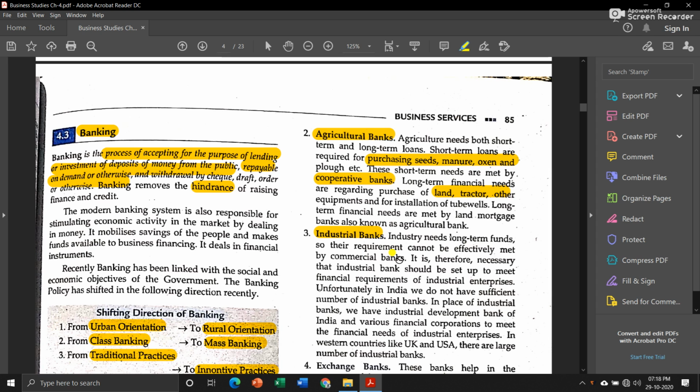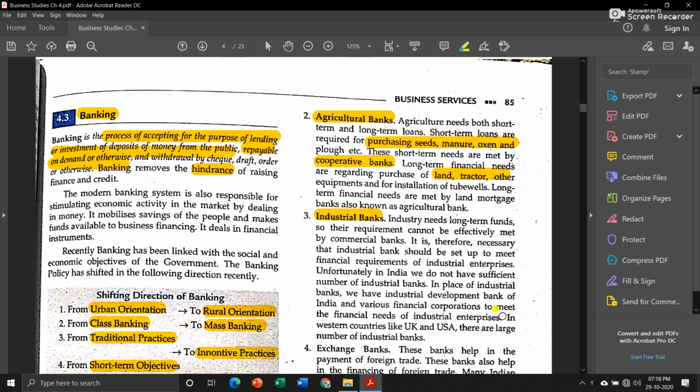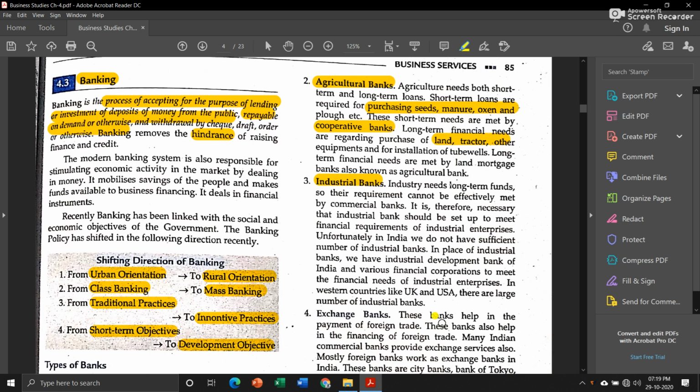So in that case, industrial banks have been set up to meet the financial requirements of industrial enterprises. But in India, we do not have many industrial banks. In place of industrial banks, we have industrial development banks like IDBI and all those, and various financial corporations to meet financial needs of industrial enterprises. But in Western countries like the US and UK, they have industrial banks.